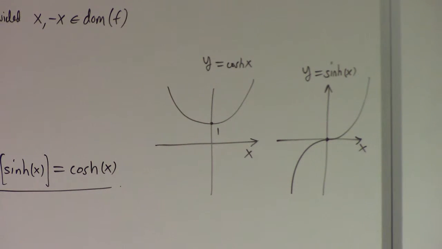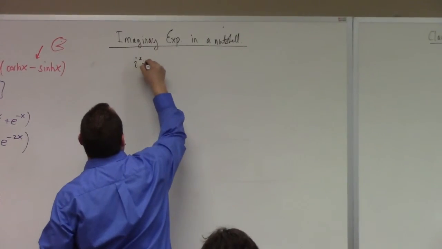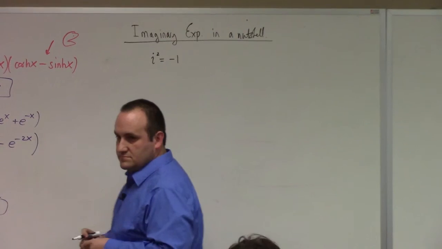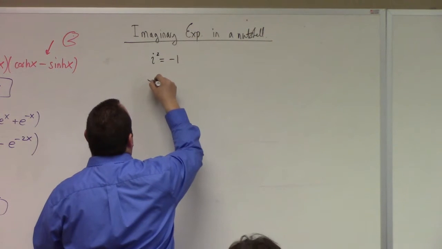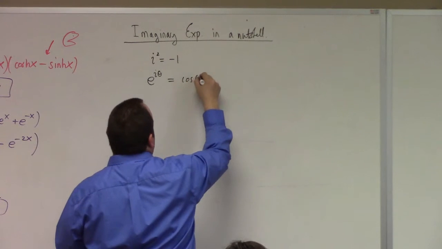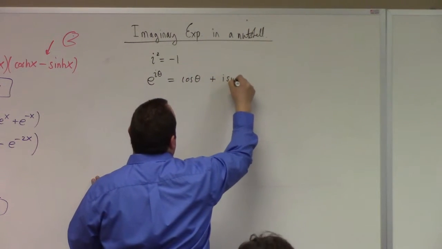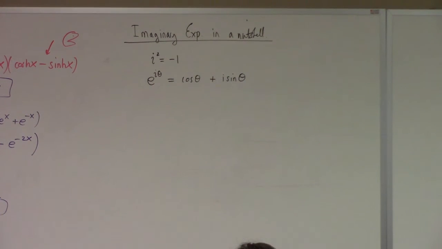Okay, so imaginary exponentials in a nutshell. The key identity is this. i squared is minus 1. But this is actually where it gets interesting. This is called Euler's identity: e^(iθ) is equal to cos θ plus i times sin θ. Let me show you why that must be.